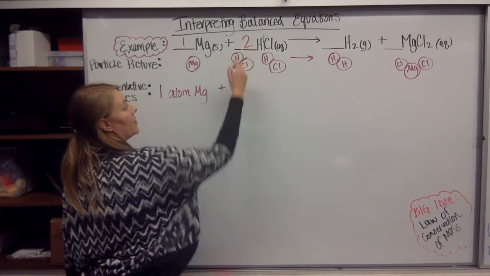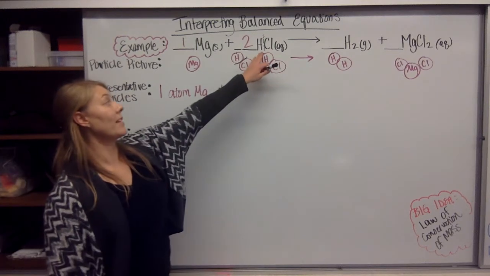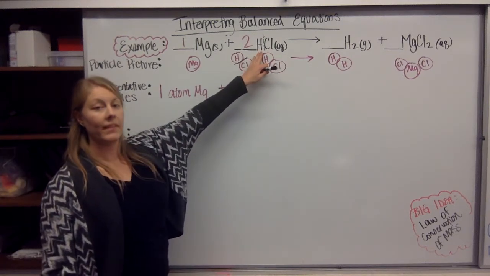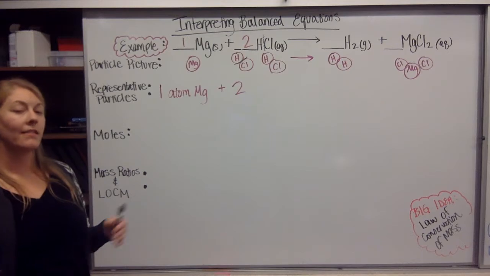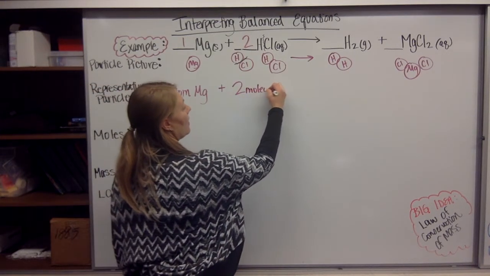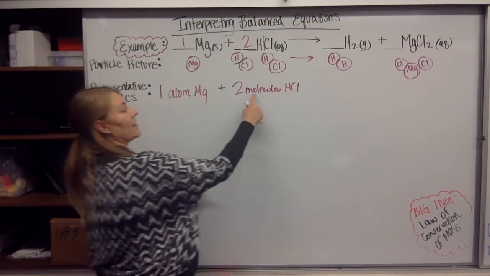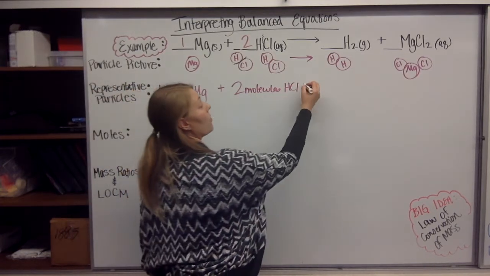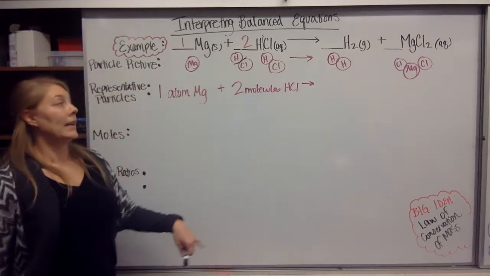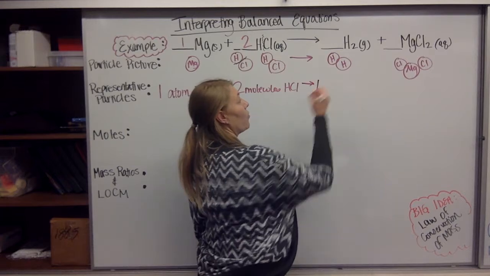Plus, I see a 2. 2, okay, what's the representative particle of HCl? Is there a metal? No. So it can't be a formula unit. It has to be a molecule. HCl. Notice that it's unit substance, unit substance. We're including both. Okay?